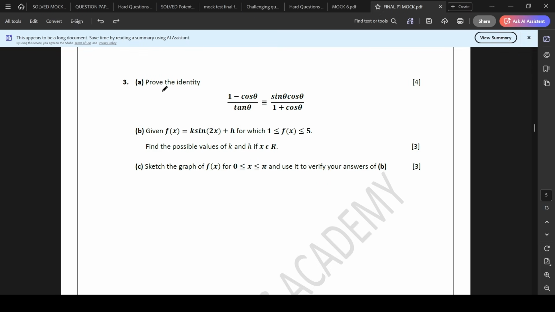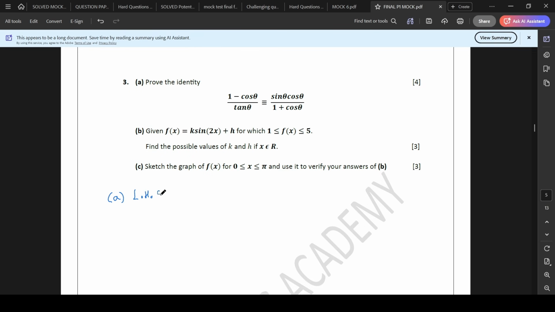So the first part of this question is about proving this trigonometric identity. So let's go ahead and do this. Part A. I'll start. I can start with either of the sides. Let's say I'm starting with LHS.